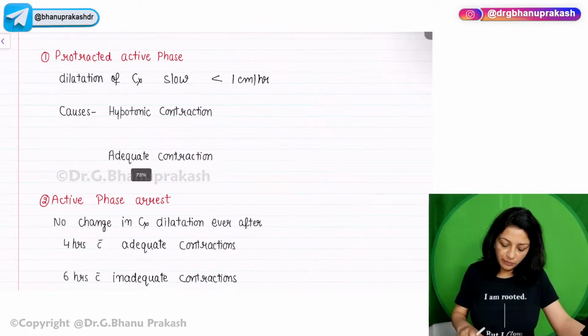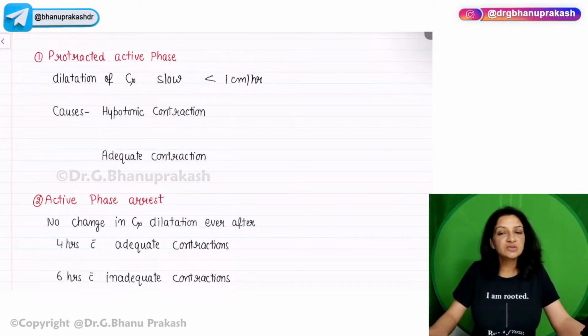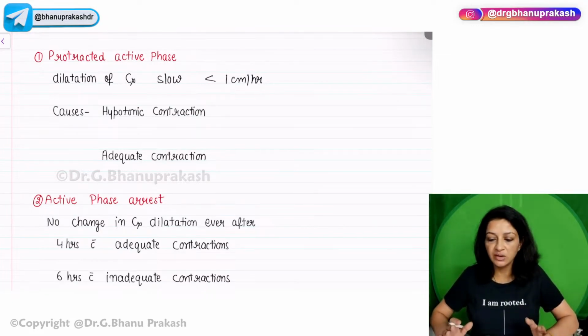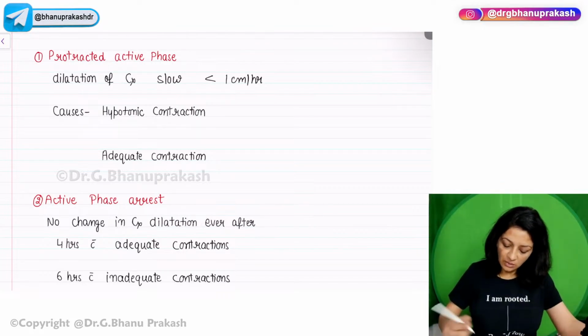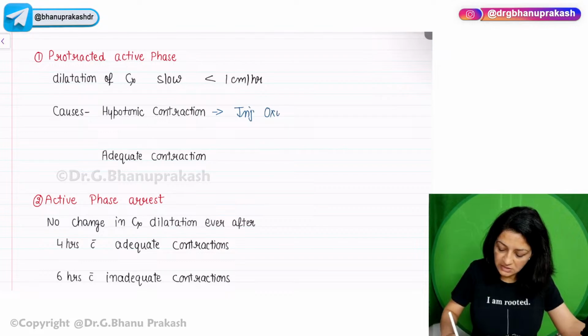So causes of protracted active phase: hypotonic contractions, meaning contractions are there but they are hypotonic. हाइपोटोनिक मींस कॉन्ट्रैक्शंस यहाँ पे हो रही हैं कम. So in case of hypotonic contractions, give injection oxytocin and artificial rupture of membranes.